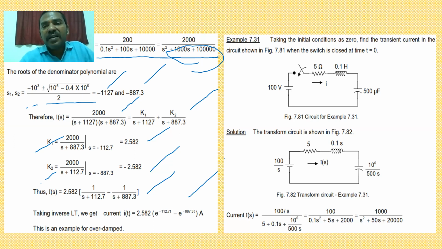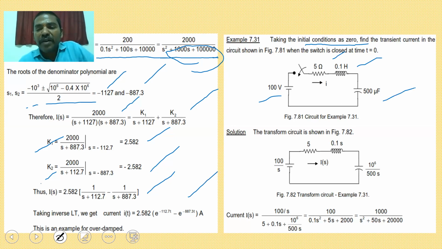Initially there is no charge on the inductor and the capacitor, and no current in the inductor. It is a step response of 100 volts. Resistance value is 5 ohms. Inductance value is 0.1 Henry. Capacitance value is 50 microfarads.